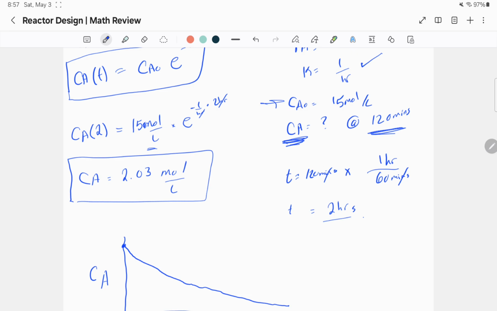Our answer does make sense, and that's it for today's example, and we'll do another example on the batch reactor.